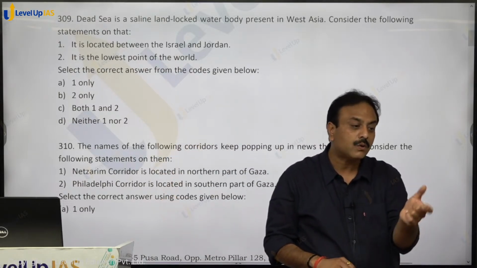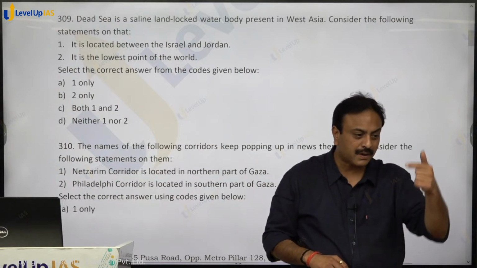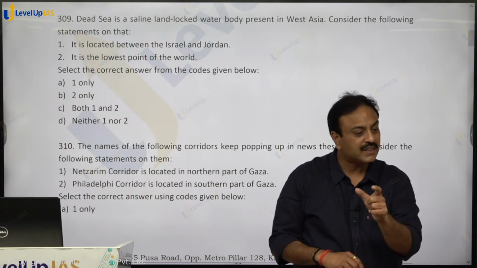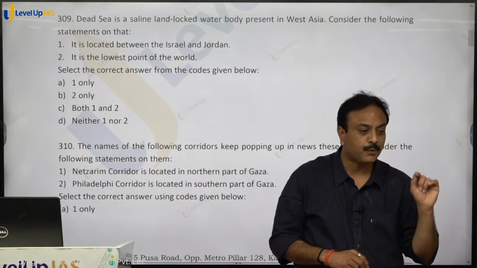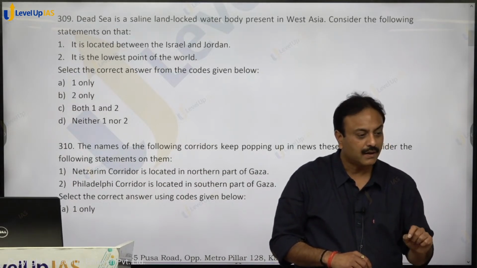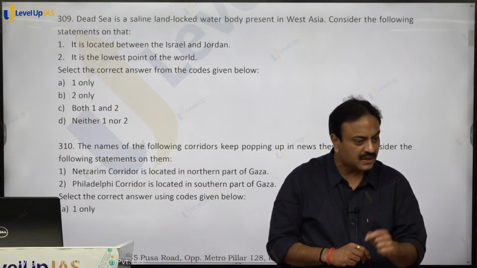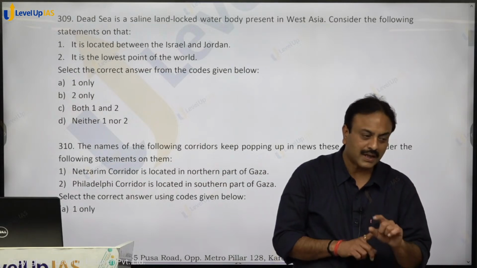Lowest and deepest are two different terms. Deepest is as per the surface, the bottom of the earth, and lowest is as per the mean sea level. So when you talk about the lowest point of the world, it is the Dead Sea. The deepest point of the world is the Mariana Trench. Within the Mariana Trench, it is Challenger Deep. That is the deepest point. Are you getting that? So that is the deepest point.